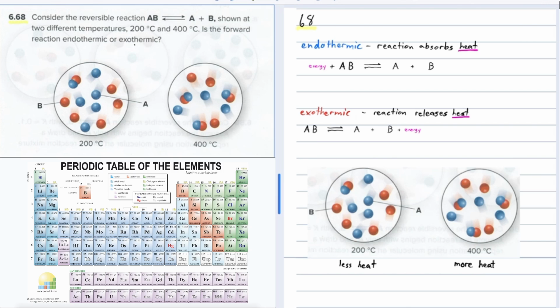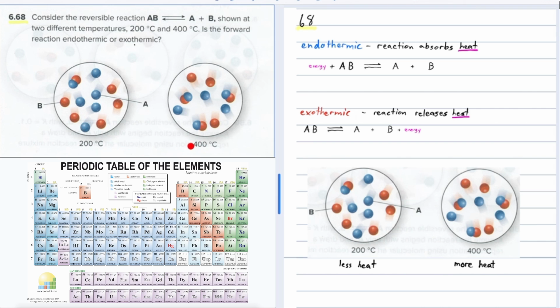Problem 68. Consider the reversible reaction AB forms A plus B shown at two different temperatures, 200 and 400 degrees Celsius. Is the forward reaction endothermic or exothermic? So the A's are the blue ones, the B's are the red ones. Those are the products. And the reactant AB particles are the red and the blues attached together. Now we're shown the reaction mixture at two different temperatures.